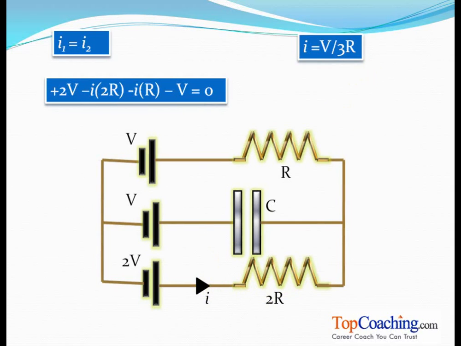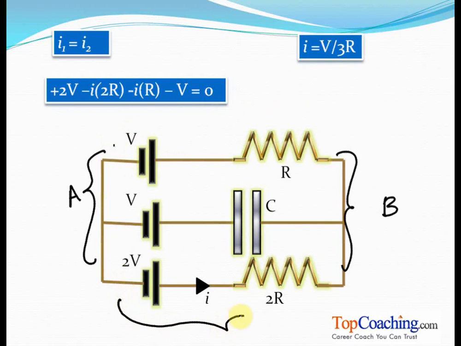But how will we find out the net potential drop across the capacitor circuit? Well, clearly all these three circuits, the circuit of this resistor R, the circuit of the capacitor and the circuit of the resistor 2R, all of them have the same potential difference between them, isn't it? After all, all of them have the same point A at one end and the same point B at the other end. Therefore, we can say that the potential drop across this particular circuit here will be the same as the potential drop across the capacitor circuit.